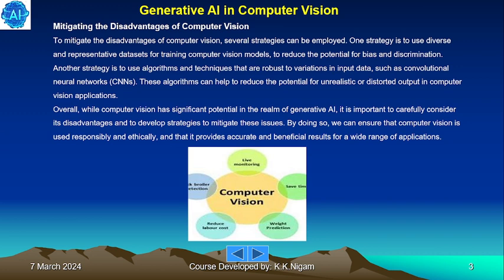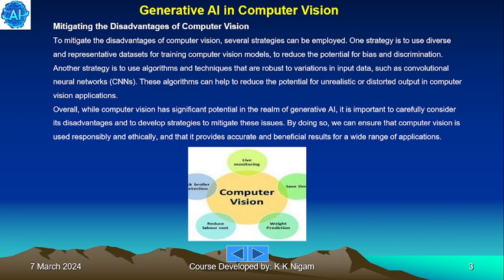To reduce the potential for bias and discrimination, another strategy is to use algorithms and techniques that are robust to variations in input data, such as convolutional neural networks. These algorithms can help to reduce the potential for unrealistic or distorted output in computer vision applications.